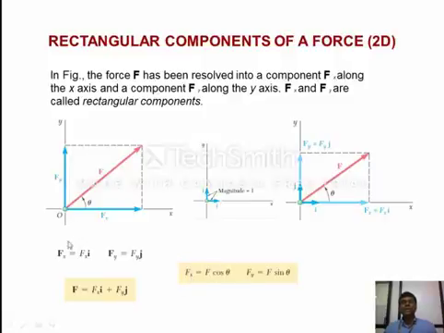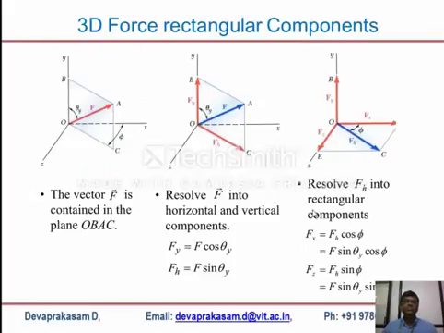So if you resolve this F into the x direction and y direction, the magnitude of Fx is equal to F cos theta, and Fy is equal to F sin theta. These are the unit vectors, and the magnitude is 1. So now you can resolve this into x and y direction. It's a component.